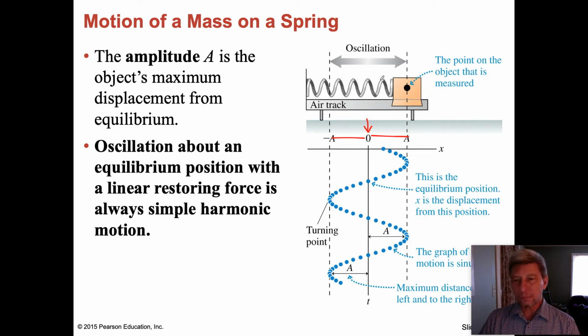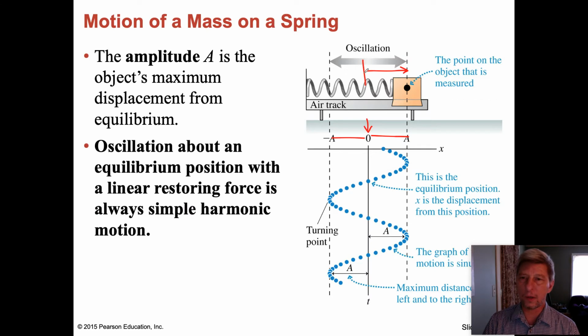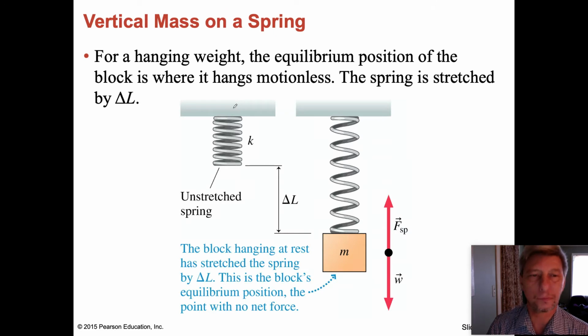And so if this is the equilibrium point and I move the block this far, it's then going to move back this far before going back to the equilibrium point. So the oscillation is taking place about that equilibrium position. It's going back and forth, each time going across the equilibrium position, and it's doing so in this case with a linear restoring force.